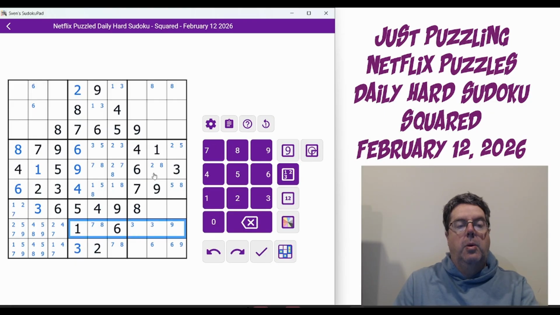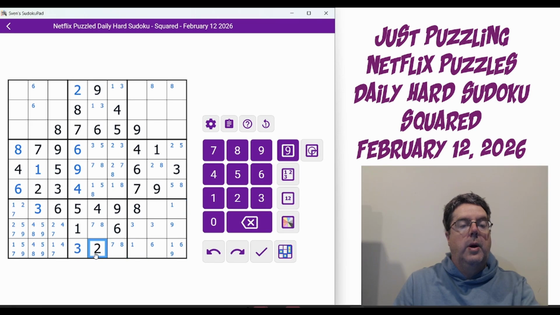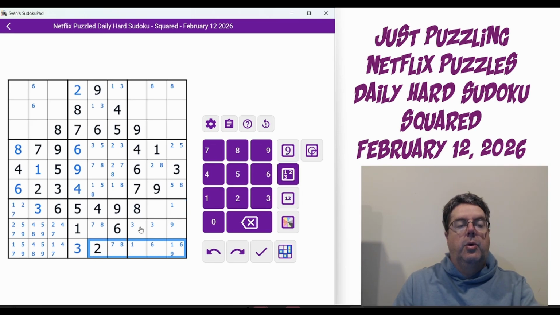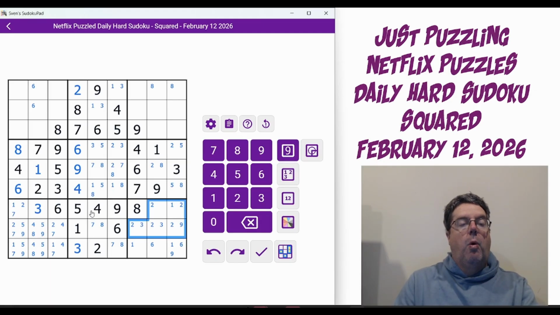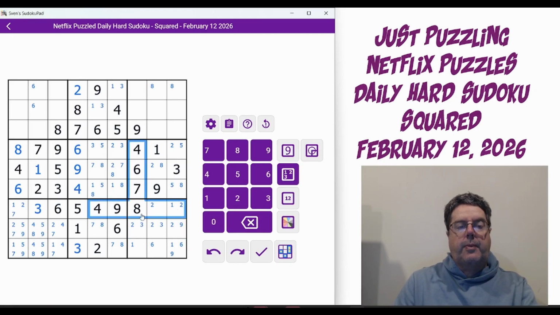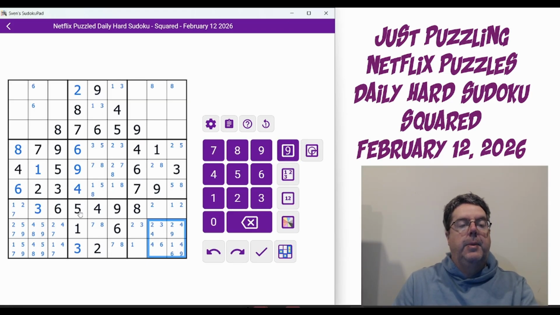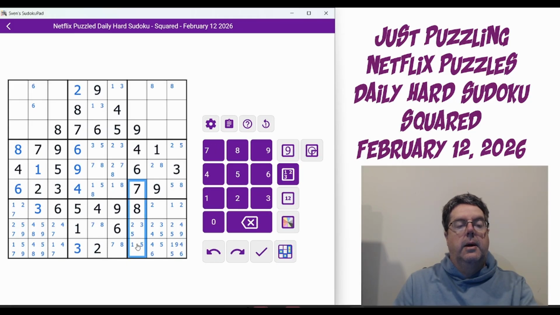1 can't be here. 1 can't be here. So 1 is one of these. 2 comes across here. So 2 can actually be all of these. One of these anyway. 3, 4. 4 is across here and down here. So 4 is going to be one of these. 5 can't be here. So 5 is one of these. 6 comes down here. So 6 is one of those two. 7 comes down here. So 7 can be one of these 6.